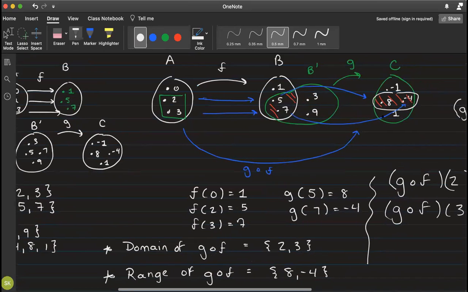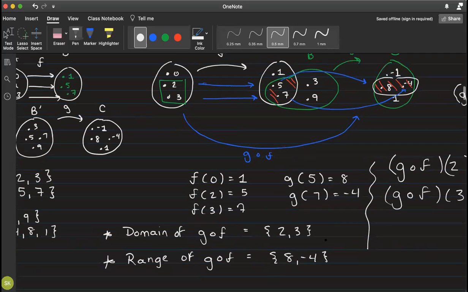Now the range of G is 8, -4, -1, and 1, but the range of G composed of F is where this intersection, where that's sent, and it's only sent to these 2 items.